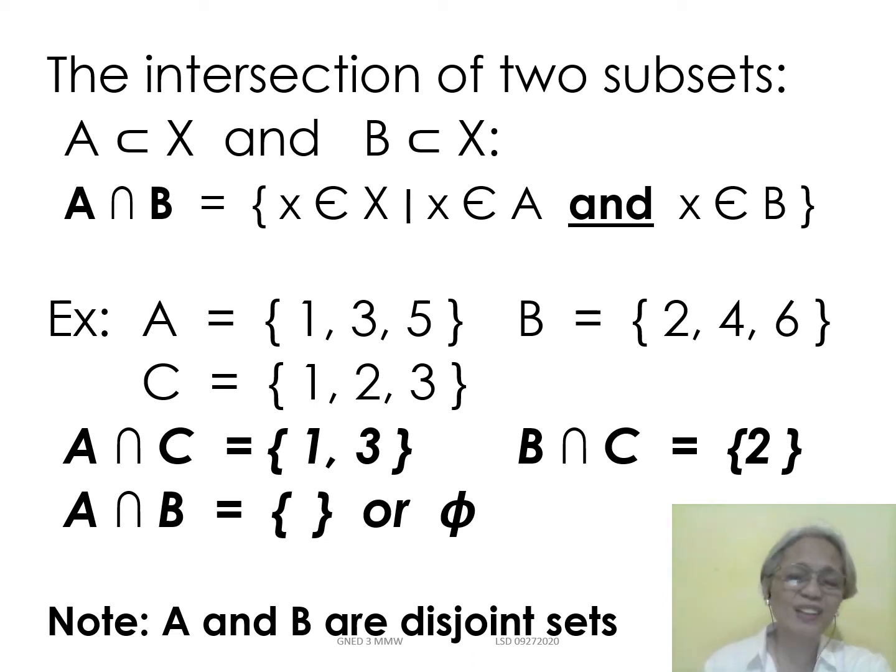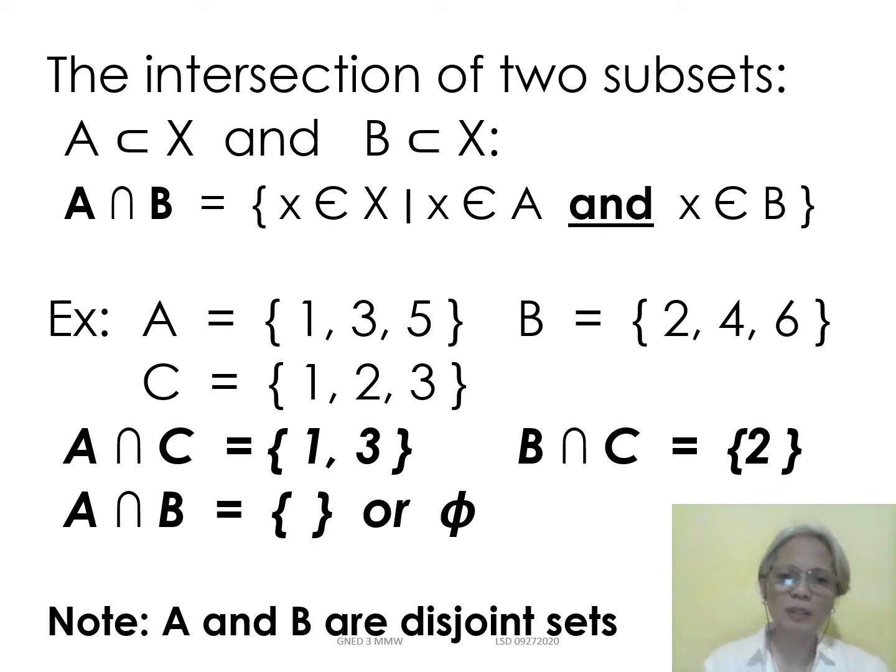Okay. What about the intersection of two subsets? Again, we have the set X, where sets A and B are subsets of the set X. The intersection of the sets A and B is the set which contains the elements x of capital X, where this time x is an element of A and x is also an element of B. Unlike in the union, where it's an 'or', a disjunction, this one is a conjunction. The elements must both be elements of the two subsets A and B.